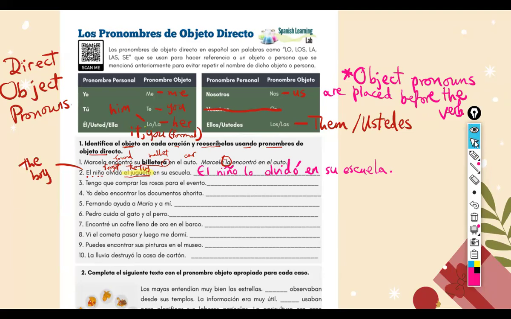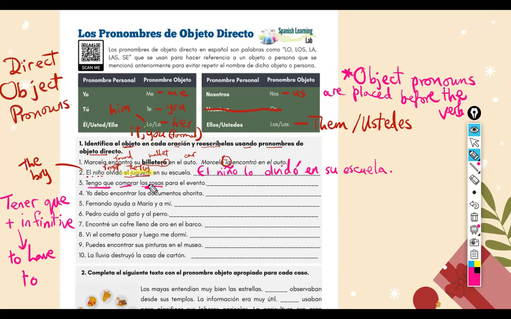Okay, number 3. Tengo que comprar las rosas para el evento. Tengo que from tener que plus the infinitive, to have to do something. All right, so I have to buy. So this is the verb, las rosas. So the roses, that's the object. What gender is this? It ends in an A. So feminine, and what number is it? It's plural. So in English, we would say I have to buy them.